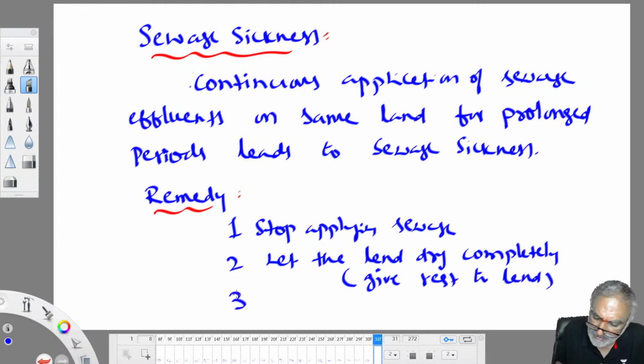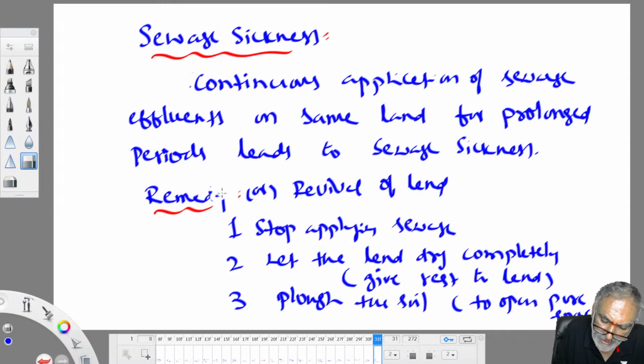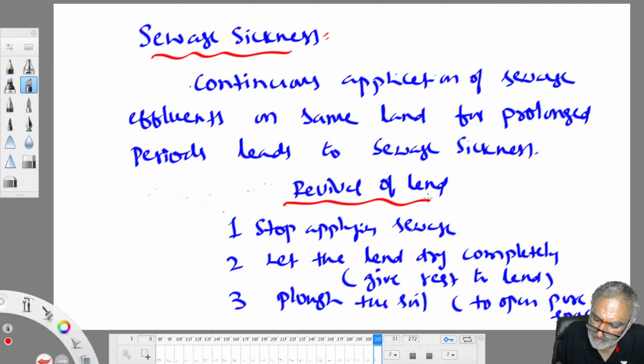Once it is completely dry, plow the soil again to open up the pore spaces. Pore spaces keep on filling with impurities. Therefore, once you plow the soil, the pore spaces open up and it is again ready to absorb. That is how we can revive it, the remedy or revival of land. How we can reclaim the land when it is suffering with severe sickness.